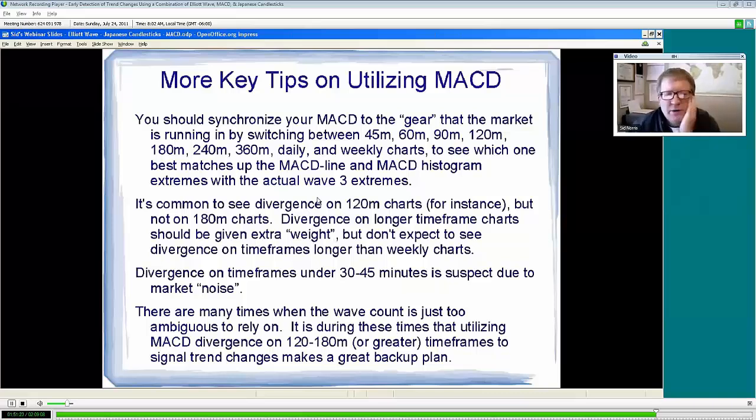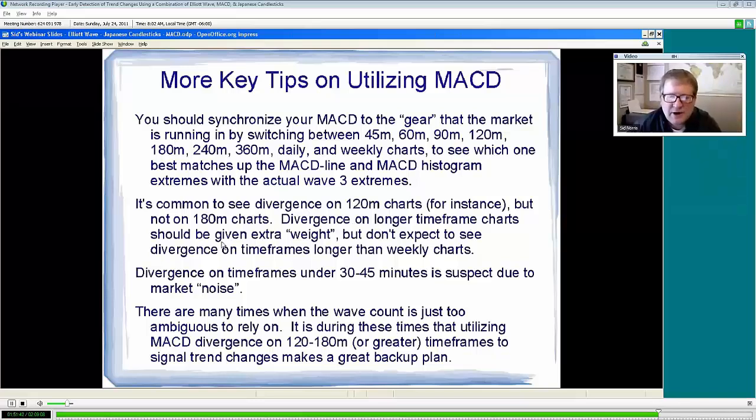So, more tips on utilizing the MACD. You should synchronize your MACD to the gear that the market is running in by switching the time frames. I just showed you how to do that. It's common to see divergence on a 120-minute chart, for instance, but not on 180-minute charts. I just showed you that exact thing.